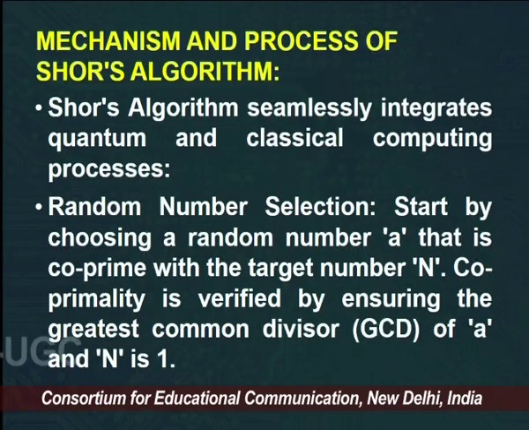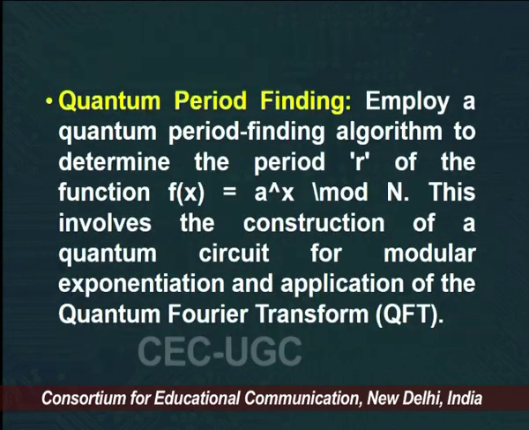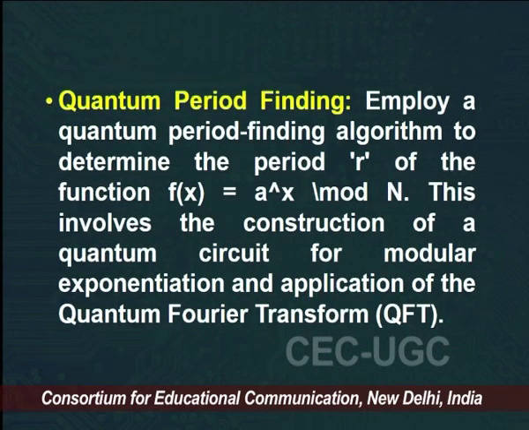First, the random number selection. Start by choosing a random number A that is co-prime with the target number n. This means we have a target number n, and then we randomly choose a number A. Co-primality is verified by ensuring the greatest common divisor of A and n is 1. Next is the quantum period finding.